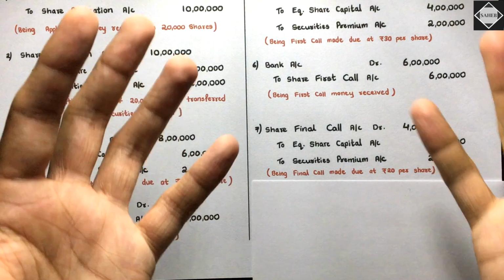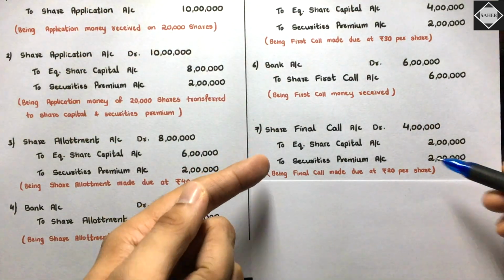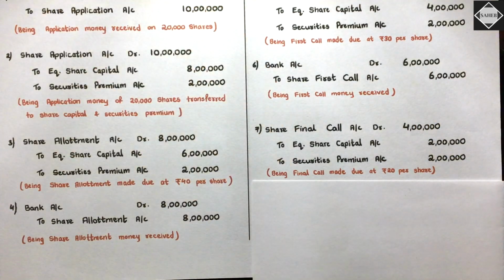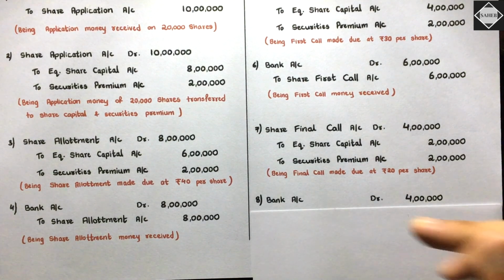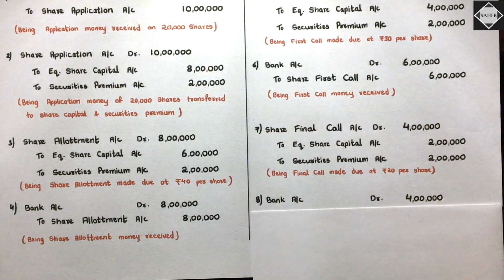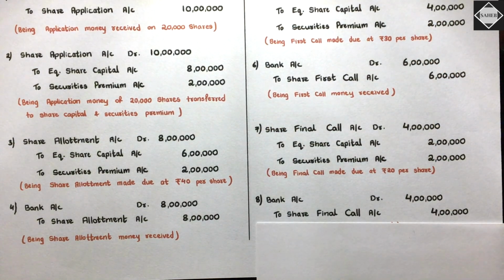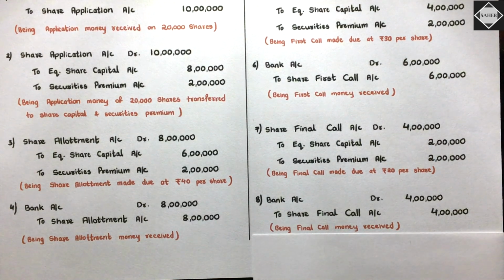Due means what? You are asking the money from shareholders. See, the call is due, please pay us, right? That's what it is. Then the money will come from the shareholders: bank account debit 4 lakh, and the share final call account, the dummy temporary account, has been debited. Do the opposite: credit share final call account 4 lakh. Or you can think we have received 4 lakh. To share final call account, like that, being final call money received.